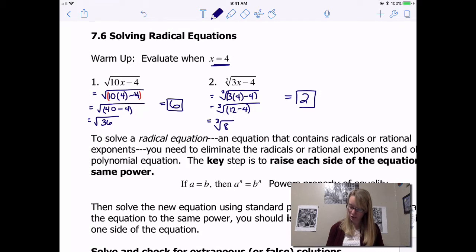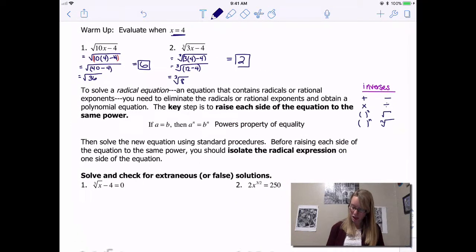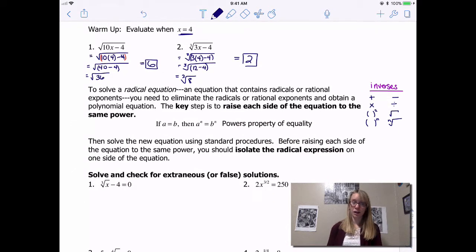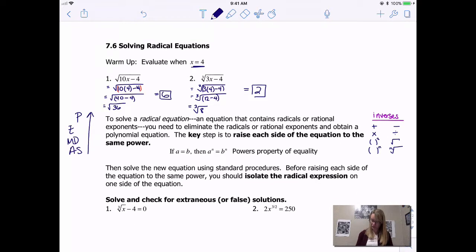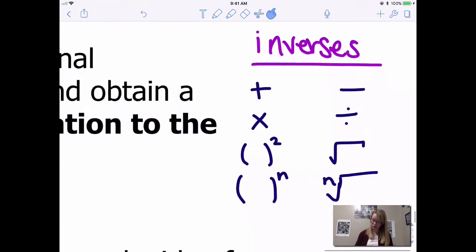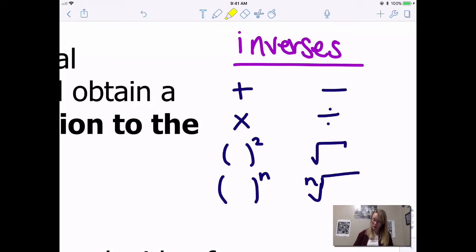So we're actually going to use this today. After we're done solving, we're going to use evaluating to make sure our answer is true. So I'm just going to talk about solving radical equations. Solving radical equations is just like solving any other equation. We are still going to use PEMDAS backwards. Okay, meaning that we're still also going to use inverses. So today, adding is always going to go with subtracting. Multiplying is always going to go with dividing.